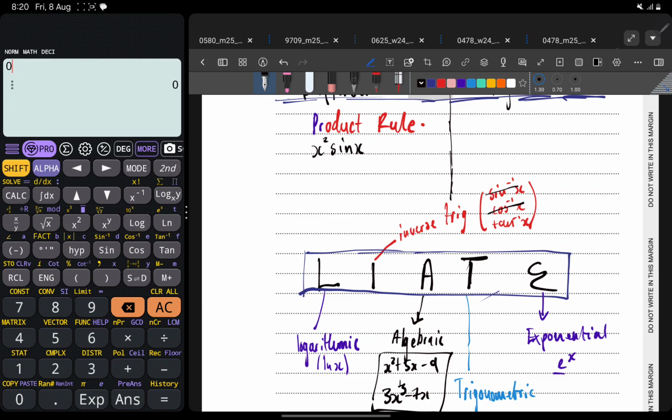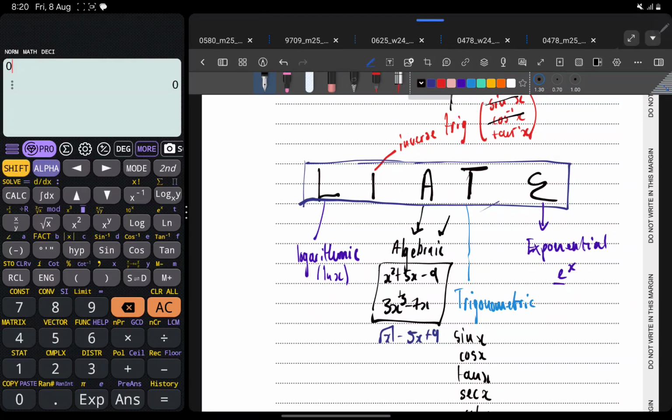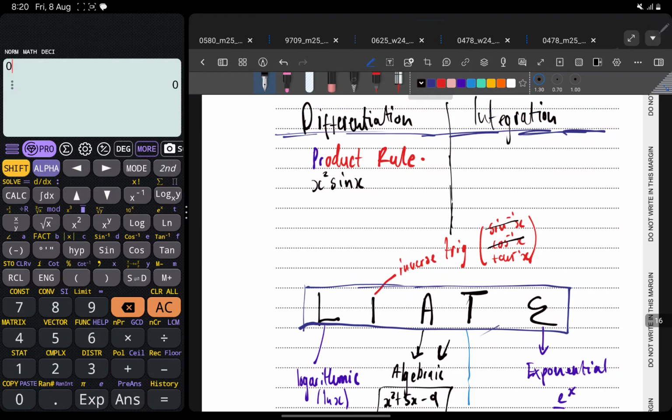What is x squared? It is an algebraic thing because it's just x with a power. What is sine x? It is a trig function. And what are they doing? They are multiplying. So you are differentiating two functions. That's why I taught you the functions, I made sure you know them. Now you are differentiating them whilst they are multiplying each other. That is where you're going to use the product rule. That is why you learn about it.